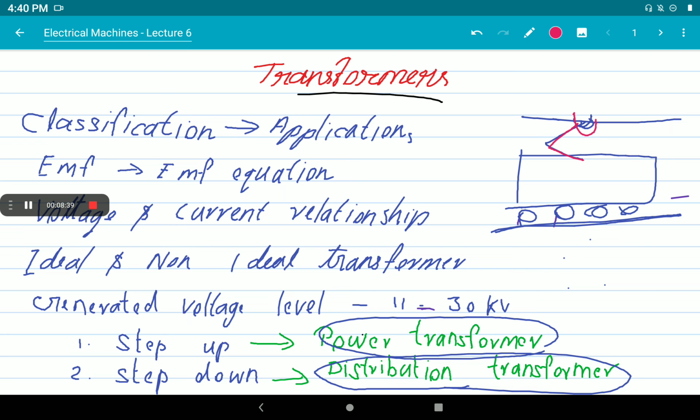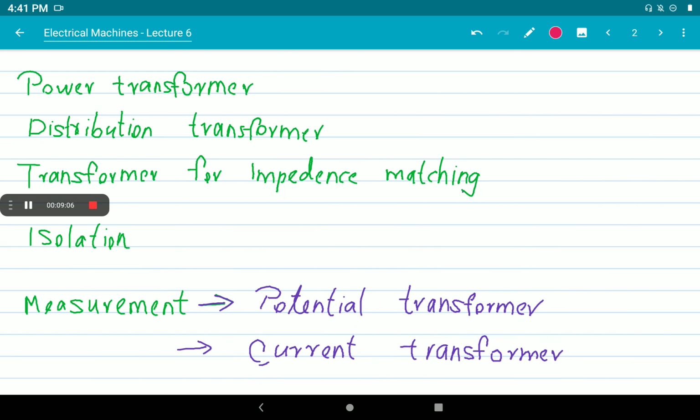Okay, so in some railways we use single phase transformers, but in most industrial applications we use three phase transformers. In most domestic applications we have to step down the voltage, so for that we use single phase transformers. So in domestic use we use single phase transformers, and in industrial use we usually use three phase transformers.